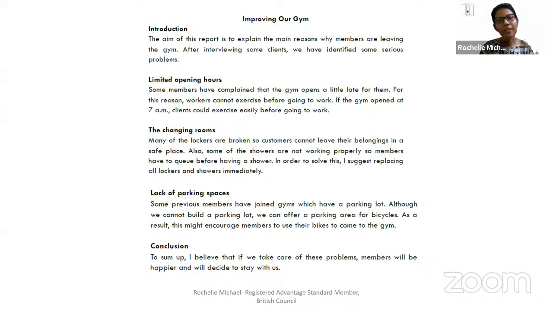But when I look at this, just by reading through the headings, I'm like, oh, okay, limited opening hours is a problem. So maybe some are not able to come. I don't even have to read those 3 lines under limited opening hours. The changing room. So maybe there are people who are finding fault with the changing room. Something is not right there. Lack of parking space. So do you see, you're directly telling.